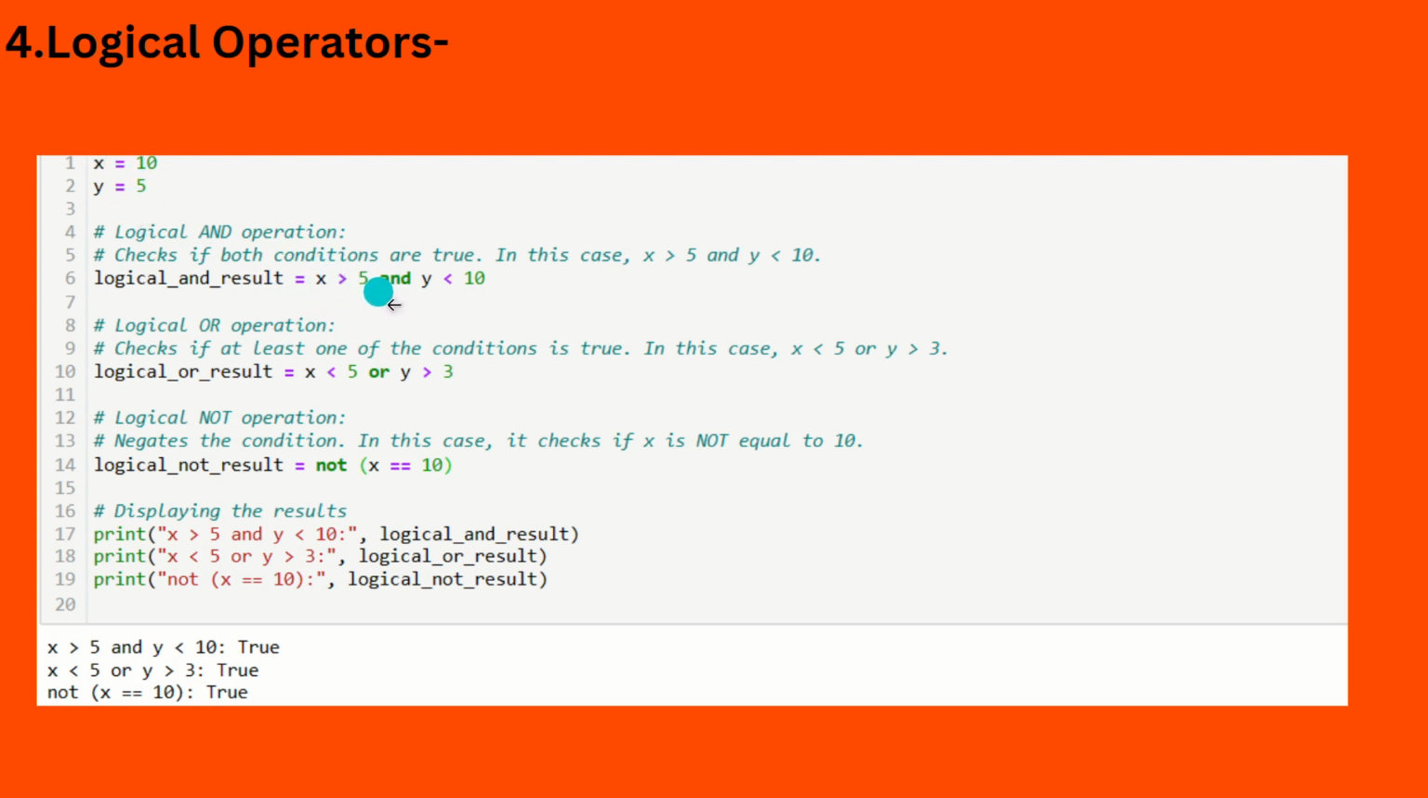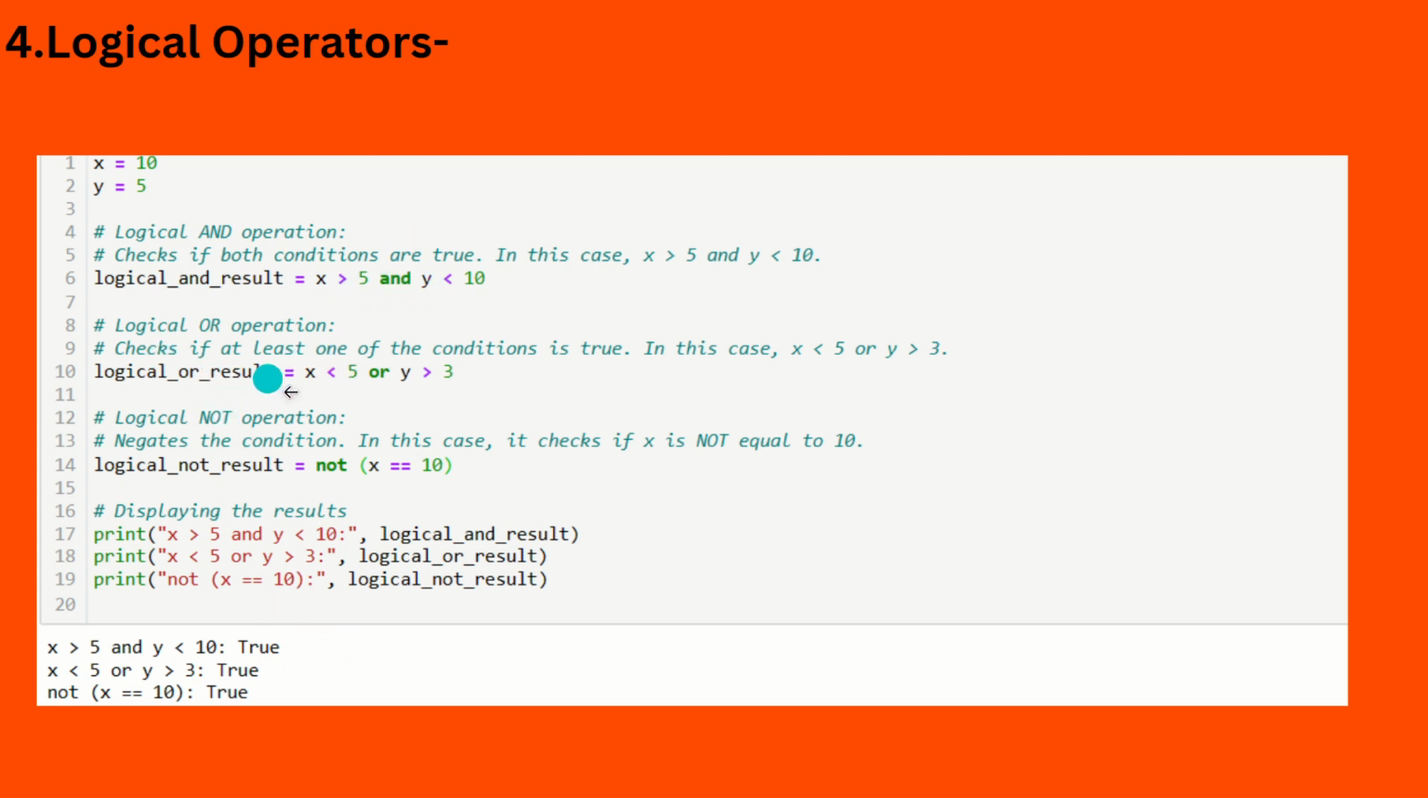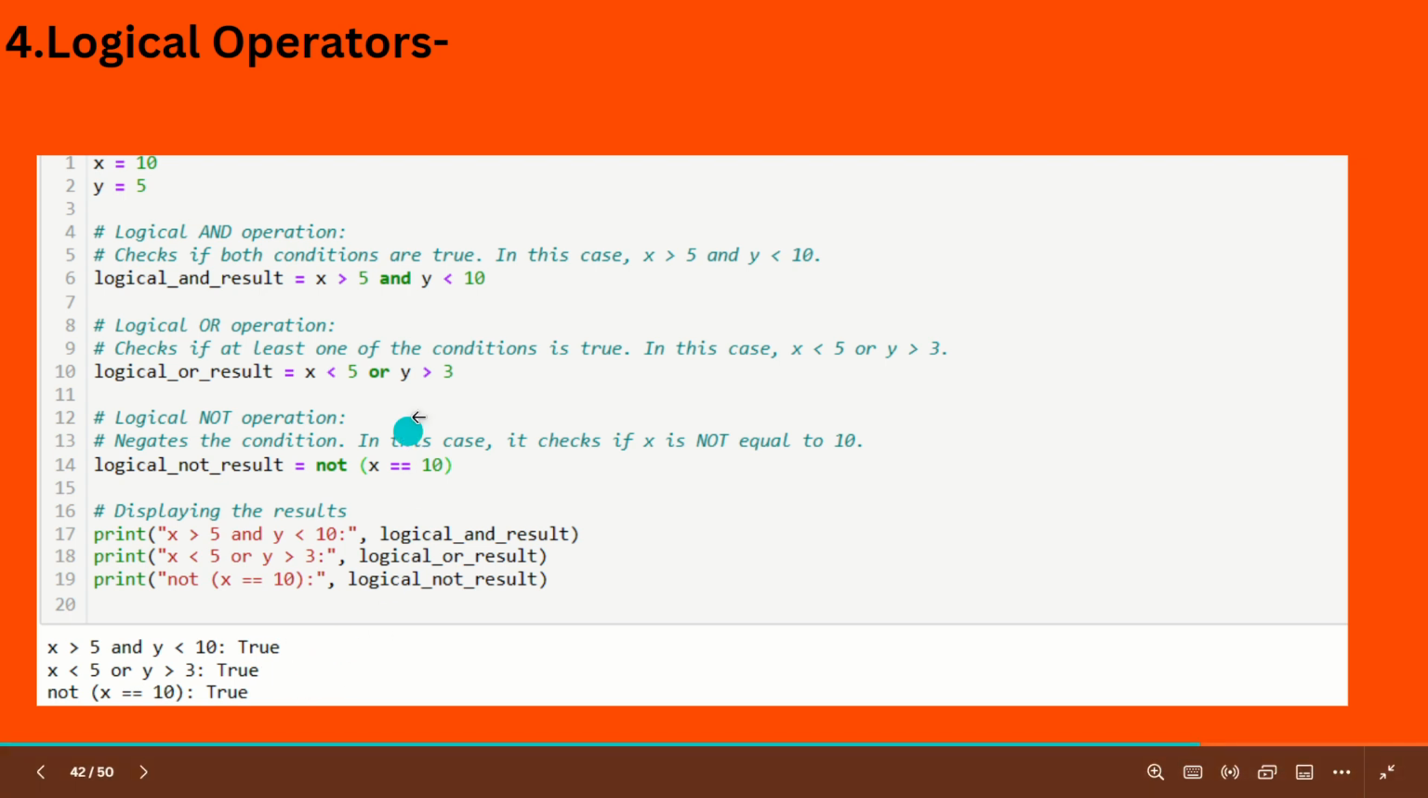Logical AND. X is 10, y is 5. 10 greater than 5, true? Yes. And 5 less than 10, true. Both the conditions are satisfied, so I should get the output true. Next, logical OR. It checks if at least one of the conditions is true. At least one should be satisfied to get the output as true.